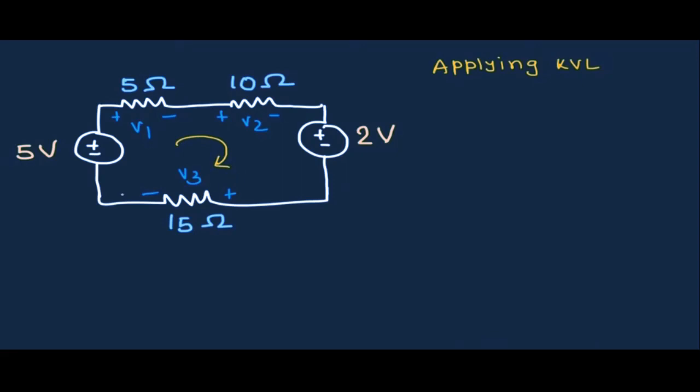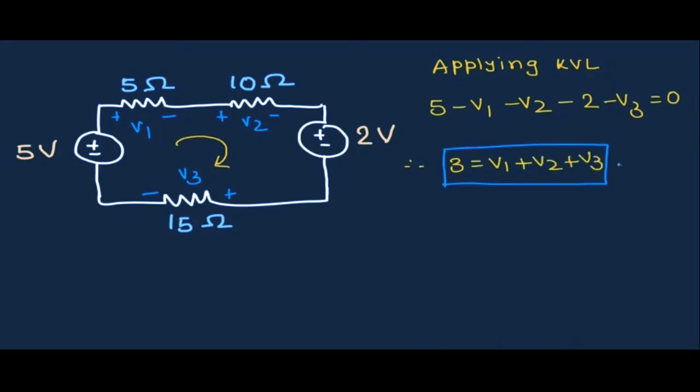As you can see here, apart from this 5 volt voltage source, across all other elements there is a drop in the potential. So we can write KVL as 5 minus V1 minus V2 minus 2 minus V3 is equal to 0. That means 3 is equal to V1 plus V2 plus V3. Let's say this is equation number 1.